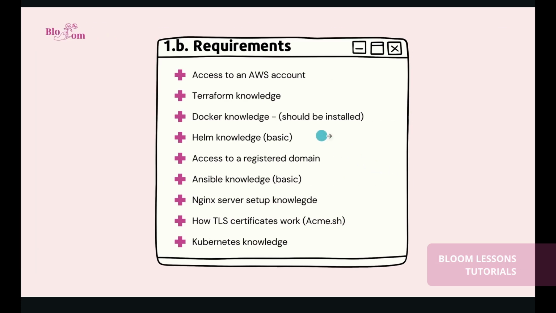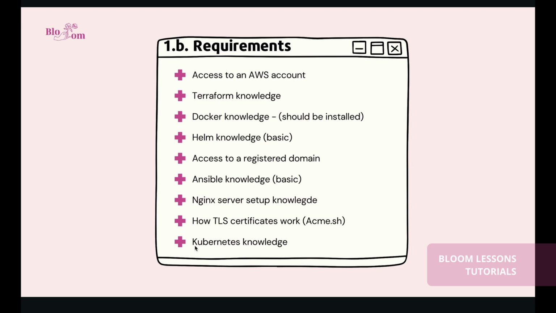You need access to an AWS account. You need to have some Terraform knowledge, Docker knowledge. You need to know how to use Helm commands. You need access to a registered domain, Ansible knowledge, Nginx server setup knowledge. You need to know how TLS certificates work. In this tutorial, we'll be using acme.sh to generate our TLS certificate.